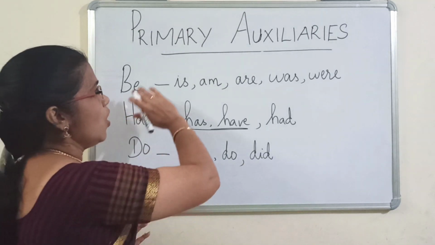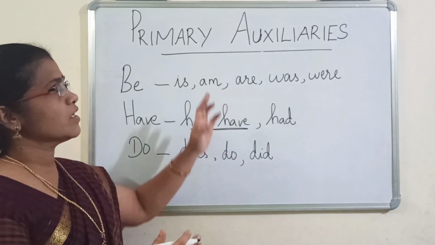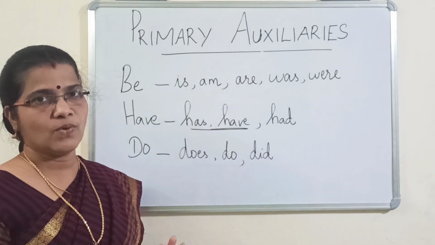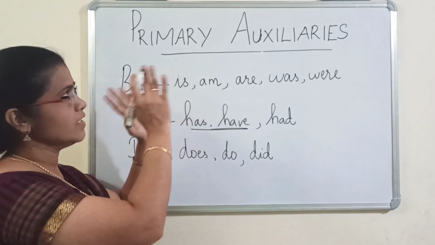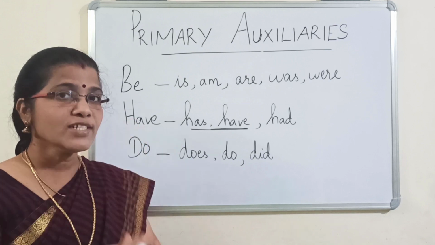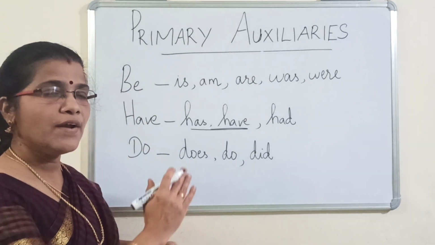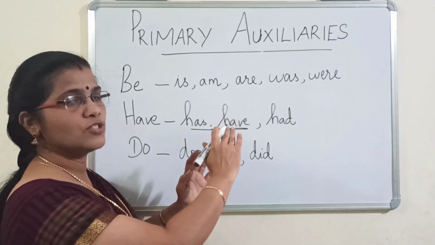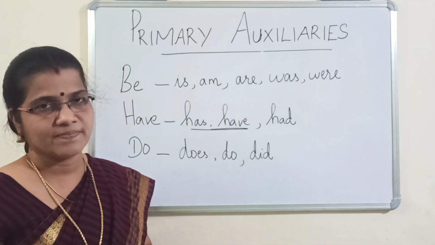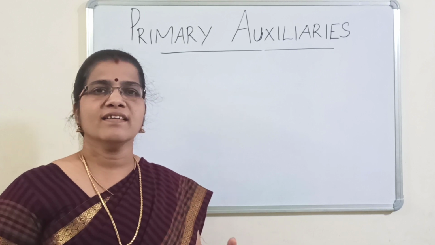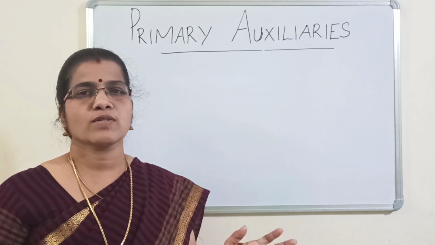So remember, all these verbs together we call primary auxiliaries. To remember it very easily, just remember these three verbs, and from these three verbs you will be able to make the remaining verbs. Let's now learn the usage of all these primary auxiliaries.